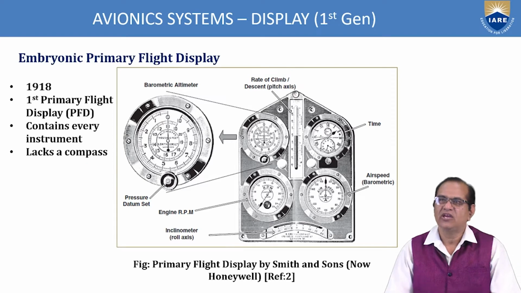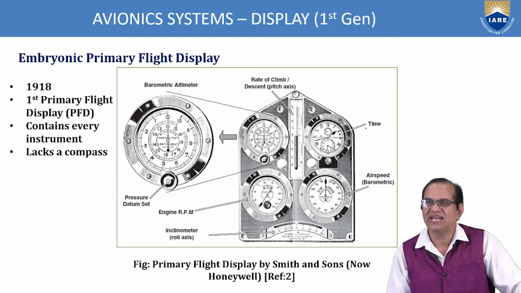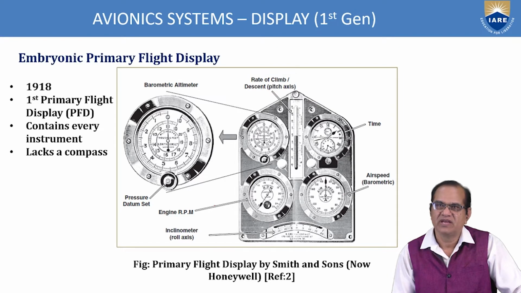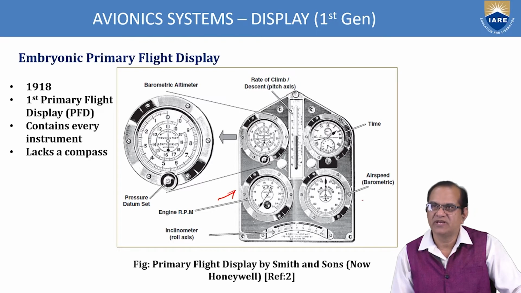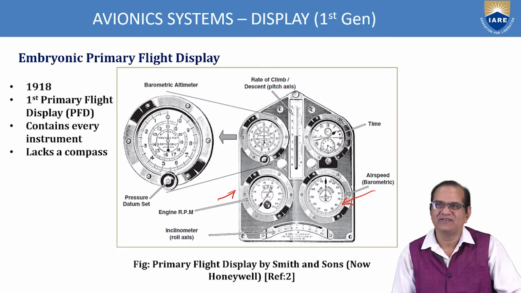So here, what are the equipments? This you can see is the time. It is a chronometer here. Barometric airspeed is here. Engine RPM is this one. This is the engine RPM. This is the barometric airspeed indicator. Here we have the inclinometer. How much the aircraft is banked, this you can find out from here. It will give some degree, very simple.